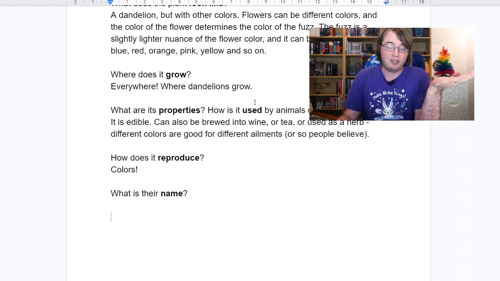And what is their name? Well, since basically all I did here was to change the color of a dandelion, I'm just going to call them a dandelion. And if I write this story, I'm just going to establish very early that dandelions can be different colors.